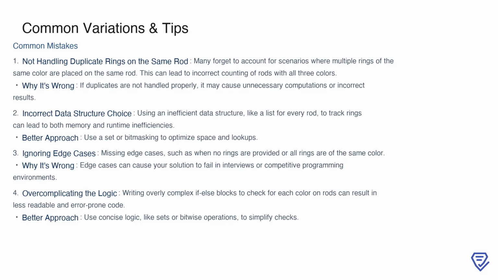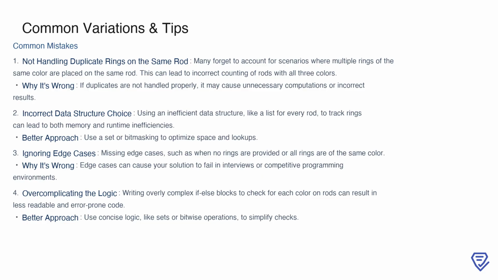A related issue is choosing an inefficient data structure to track rings. Using a list for every rod can consume more memory and runtime than necessary. Instead, a set or bit masking can make operations like checking for all three colors much faster and more space efficient. Additionally, edge cases like having no rings at all, or all rings being the same color, are often overlooked. These scenarios are rare but critical to handle, as missing them could cause your solution to fail unexpected test cases.